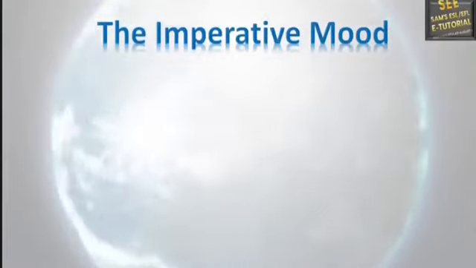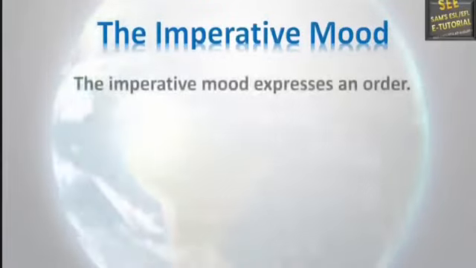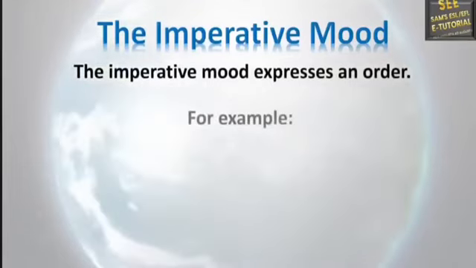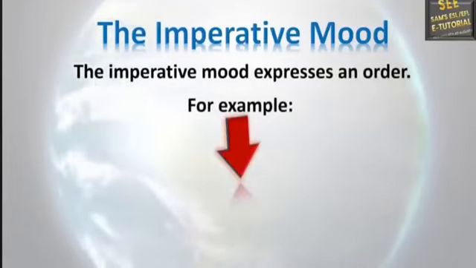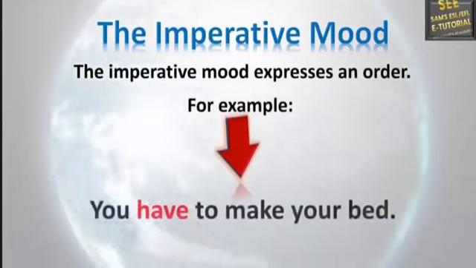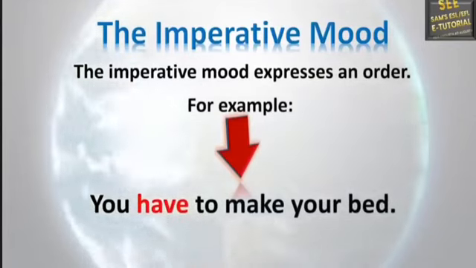Now the next one is another kind of mode known as the imperative mode. The imperative mode is actually a mode that expresses a command or an order. Here is an example on the screen: You have to make your bed. Now look at the presence of the primary auxiliary verb helping us to express an imperative mode.